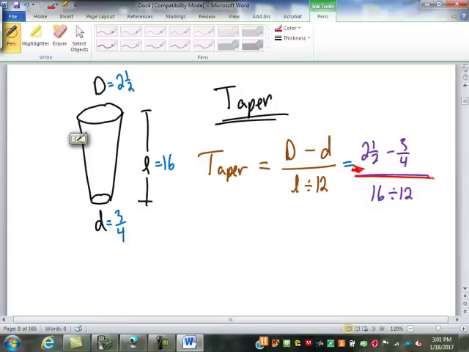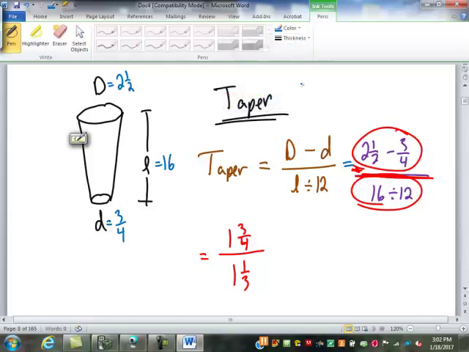The fraction bar tells us we have to do everything on top first. What's 2.5 minus 3/4? Two and a half minus 3/4 is 1 3/4. Then we have to do everything on bottom. 16 divided by 12 is 1.333 or 1 1/3. And now the fraction bar tells us since we got the top to a single number and the bottom to a single number, we can divide. 1 3/4 divided by 1 1/3.